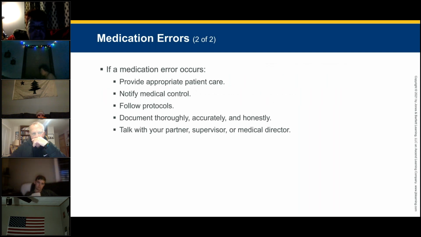If a medication error does take place, rapidly provide any appropriate patient care that might be required, notify medical control as quickly as you can, follow your local protocols, document the incident thoroughly, accurately, and honestly, and talk with your partner, supervisor, or medical director. Take it as an opportunity to learn and identify any areas to target during quality improvement. So if you gave a medication because it's stored right next to a medication that looks just like it, maybe to prevent this in the future, you could recommend that we move the medications away from each other to make it easier to differentiate.